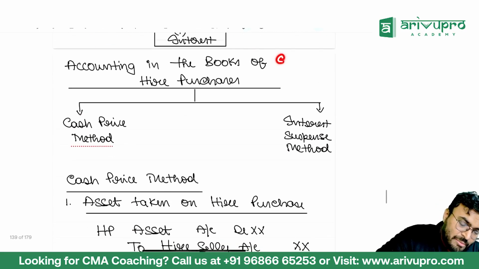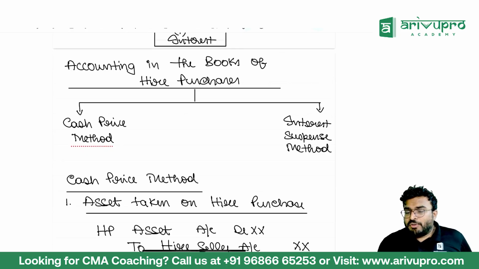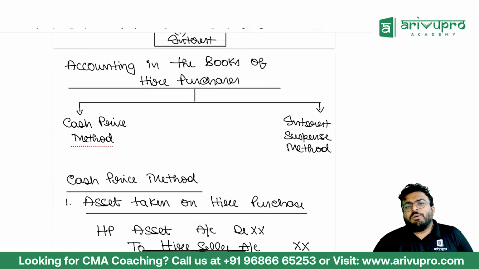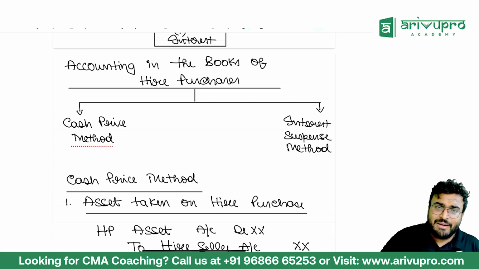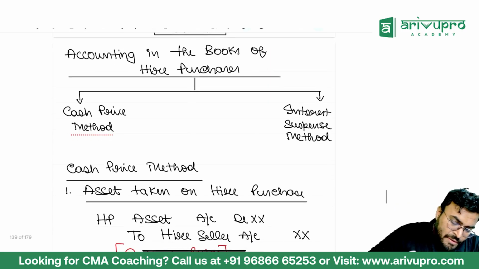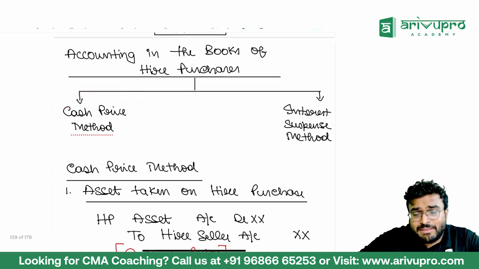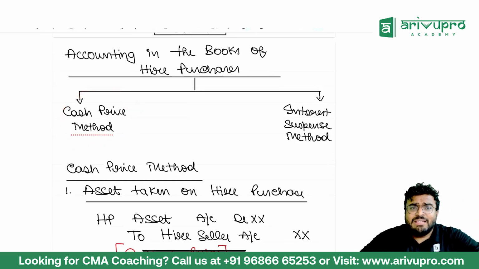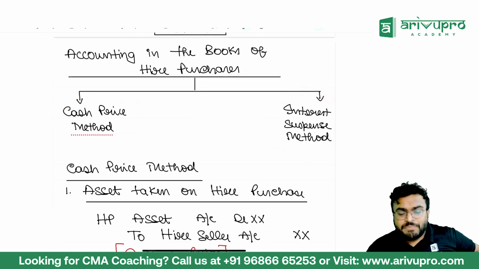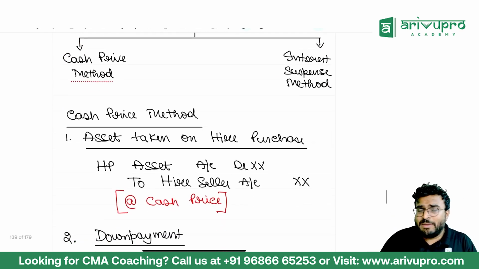Now, accounting in the books of hire purchaser. You have to do the accounting in the books of hire purchaser first, then we will look into hire seller. If you are doing it in the books of hire purchaser, the first method is cash price method. The other method is interest suspense method. First, we will discuss the cash price method.